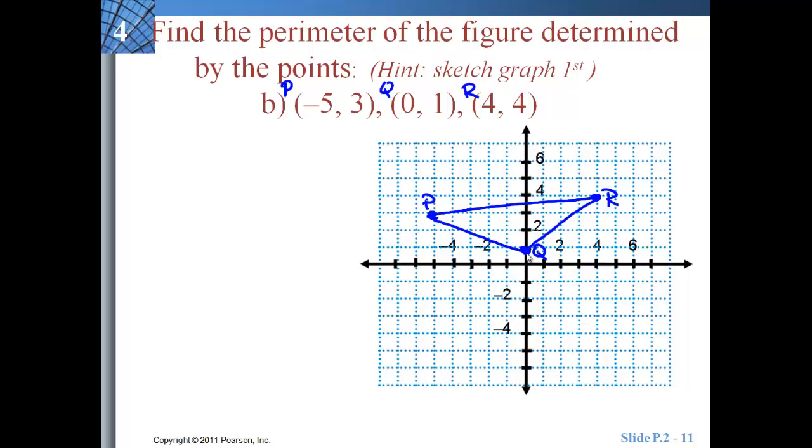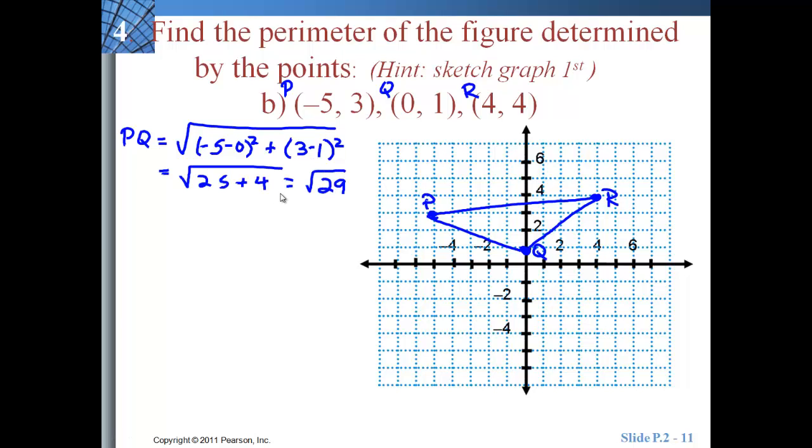So we're going to have to use the distance formula. So we're going to plug the points for P and Q into the distance formula. So negative 5 minus 0 squared and 3 minus 1 squared, then we're going to add those together. We'll get the square root of 29. Then we're going to need to know the distance from Q to R, which is going to be 4 minus 0 squared, plus 4 minus 1 squared. We're going to take the square root of that, and we'll get that length of the segment QR.